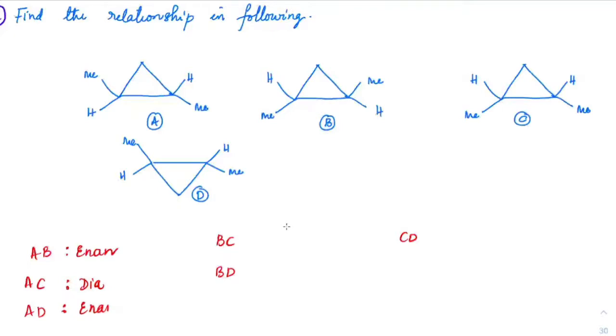Diastereomers. Very good. So B and C are diastereomers. B and D are identical. And C and D are diastereomers. So these are diastereomers.